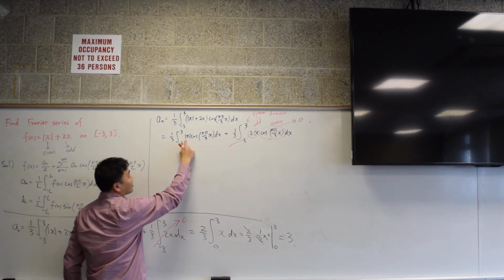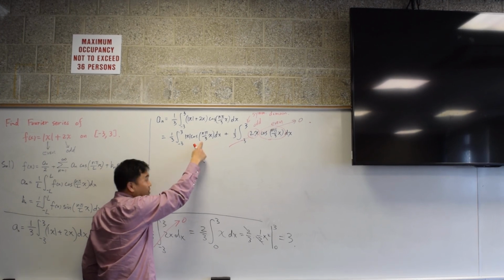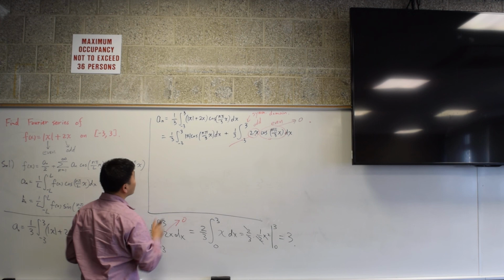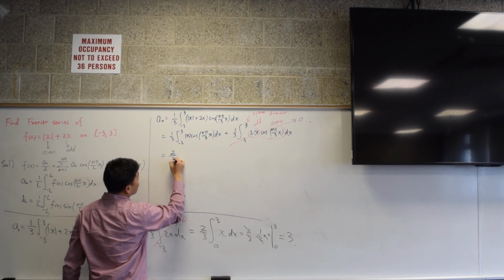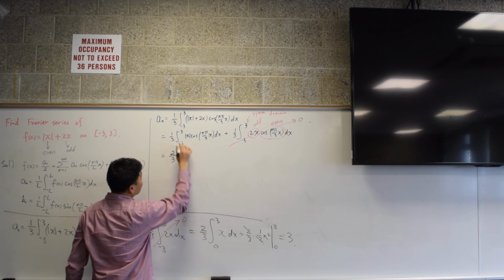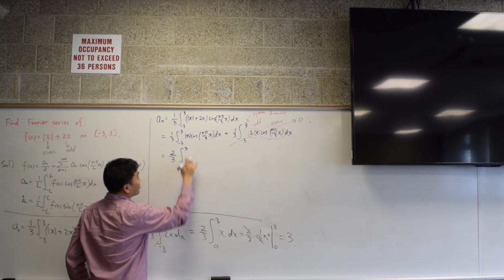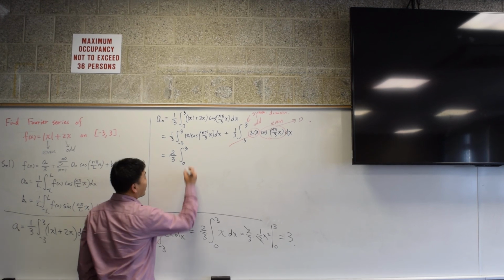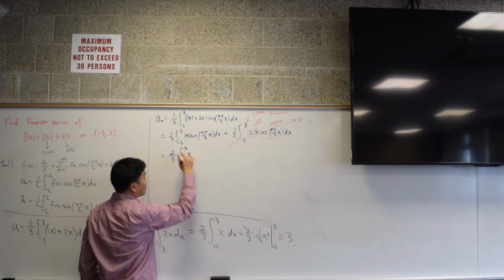Now what about this? This is even, that's even. Even times even is even. Therefore what do you do? Take half the integral, double the integral with half the interval. And again, we use the trick that the absolute value of x is the same as x if x is only taking positive values. Okay?